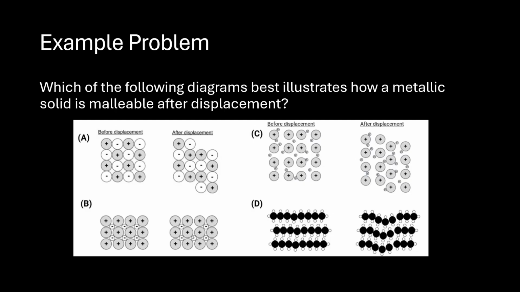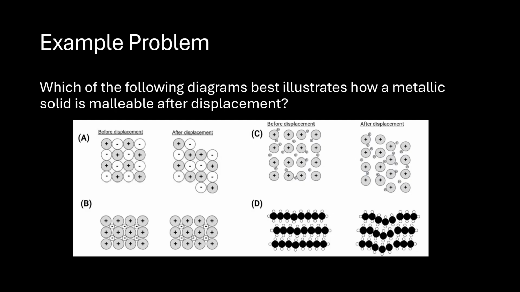All right, here's another question. Which of the following diagrams best illustrates how a metallic solid is malleable after displacement? So first off, we have to make sure we understand the word malleable, and malleable just means that it's able to kind of bend into different shapes. And so we're trying to figure out how metals are able to bend.